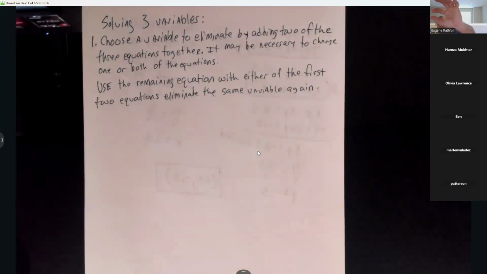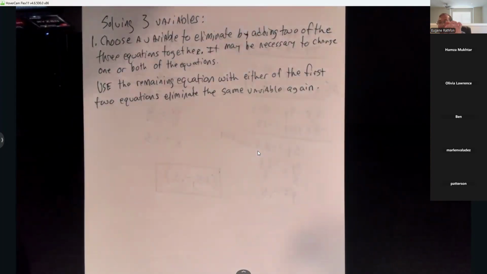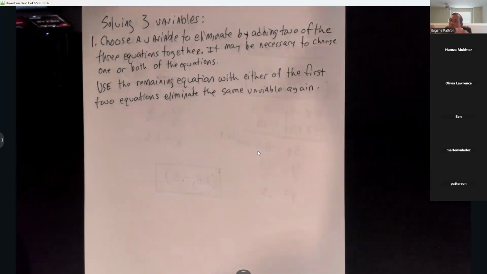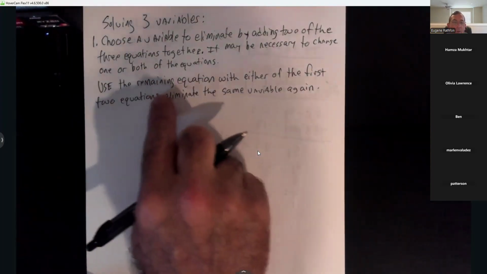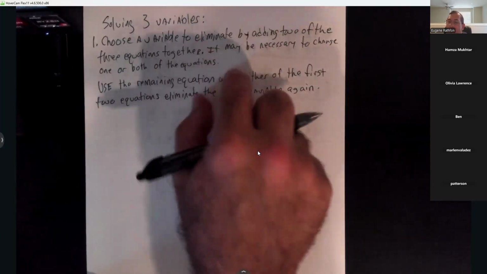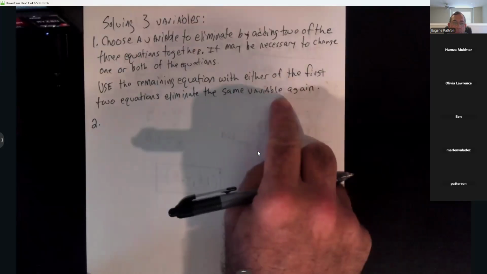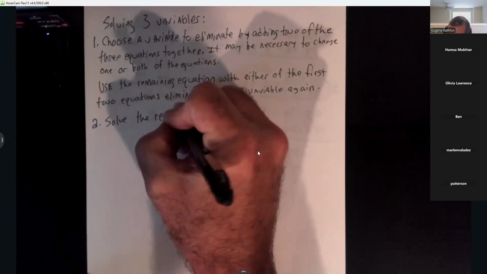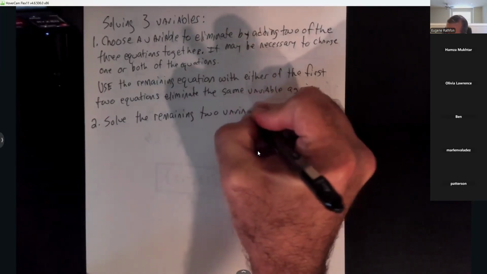So I added the first two together, let's say, and I got rid of the x. Now I got to take that remaining equation with one of the original two equations and eliminate the x again. That'll give me a system with two equations that has y and z left in them both, okay? All right, so all three equations have to be used though, okay? All right, so once I've done that, we then solve the remaining two variable system.